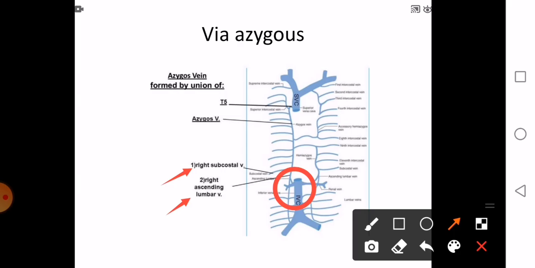We also know that the azygos is ultimately opening up into the superior vena cava. So all we need to do when there is a block is get the blood into the azygos, make it flow up into the superior vena cava, and from there it will reach the right atrium of the heart.